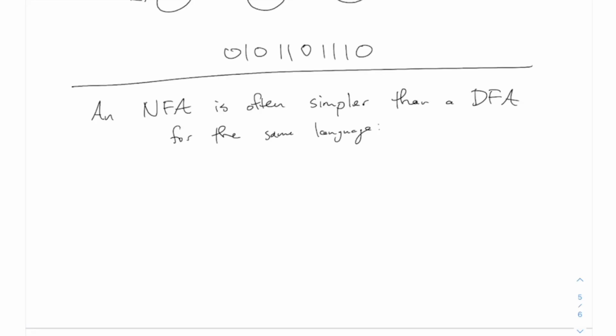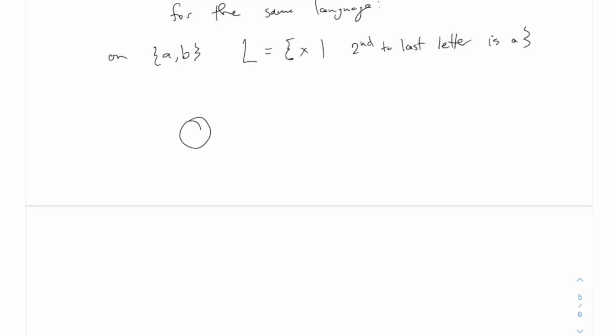I thought maybe we'd do a specific example. How about on the alphabet A, B, the language is all X such that the second to last letter is A. This is kind of a pain to do with the DFA, but much easier to do with the NFA. The second to last letter is A. Let's try, first of all, with the DFA, all right?